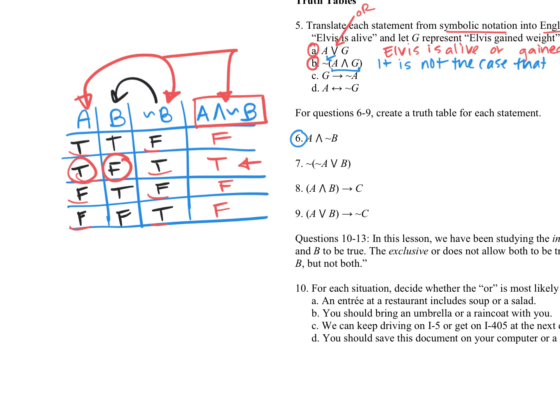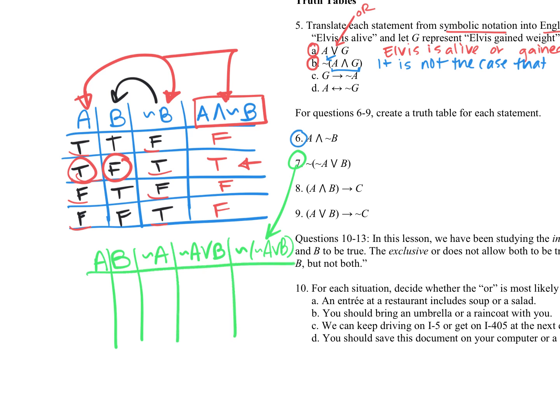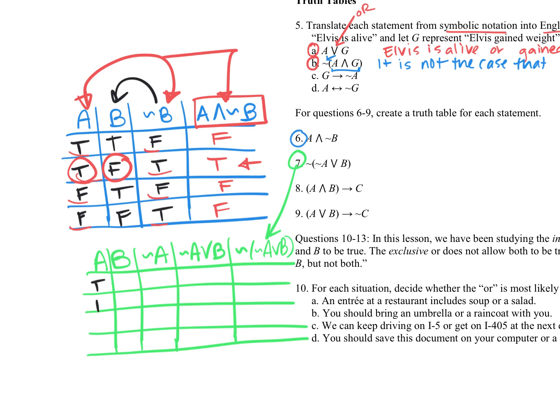For question number 7, set that up. Again, there are only 2 statements there, A and B. We're going to need the negation of A. They'll also need the negation of A with or B, and then we can negate that whole thing. Again, it's going to be just 4 rows to it. And we'll fill that in. We'll do true, true, false, false, true, false, true, false. So to negate A, we'll go false, false, true, true.